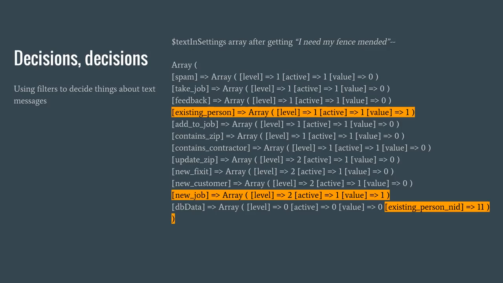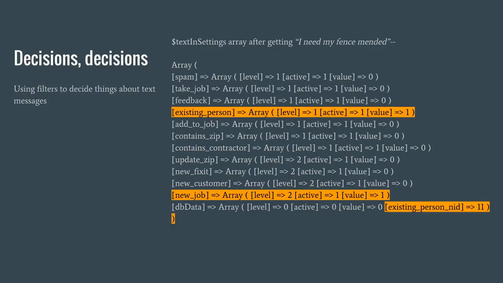Boom, good to go. What happens at the very end, like I said, is you have the same array that you started with, except in this case you have 2 things that have values set to 1. As it turns out, we're an existing customer in that example, and it decided we're already in the database, as you can see. It decided, yes, we did send in a new job.